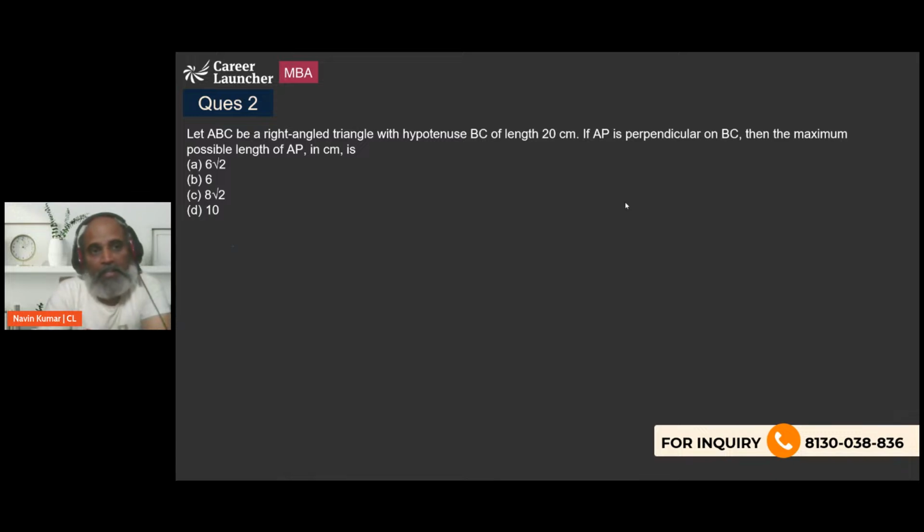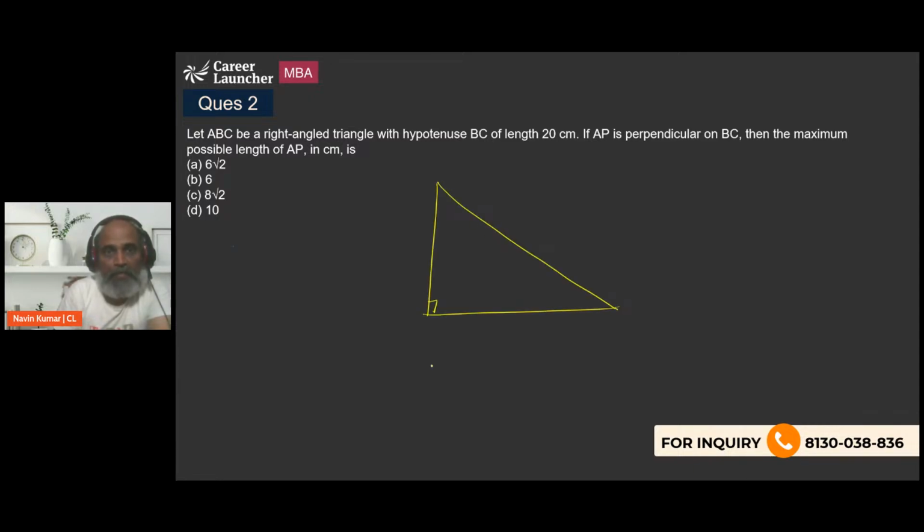Okay. Let ABC be a right angle triangle with hypotenuse BC of length 20 centimeter. If AP is perpendicular to BC, then the maximum possible length of AP in centimeter is. So again, this has to do with right angle triangle, right? Hypotenuse is BC and this is A and this is 20. Now, if we draw a perpendicular from A onto BC, and let's call this point P, then what is the maximum possible length of AP?